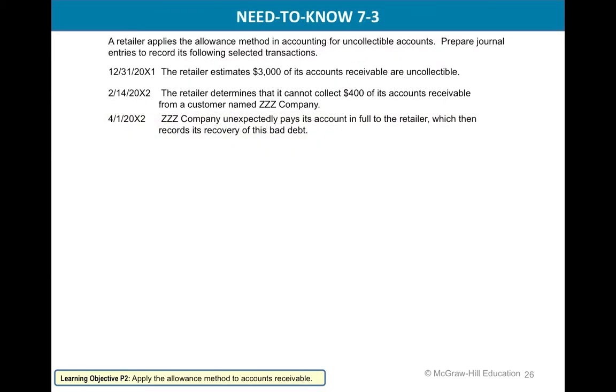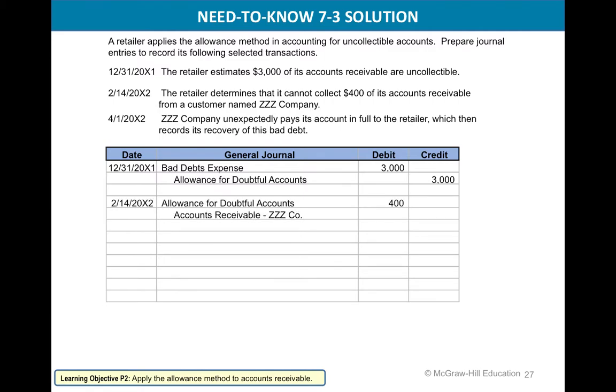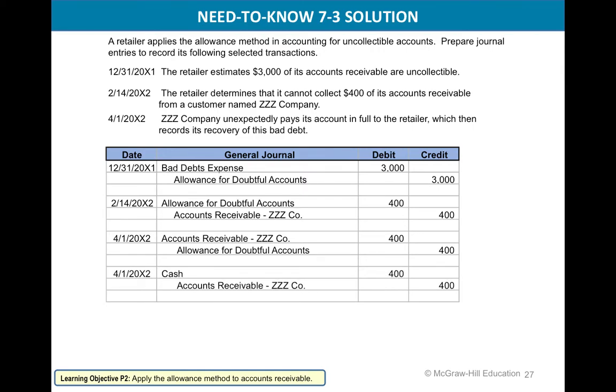Here, let me give some examples. Estimate $3,000 of accounts receivable is uncollectible: debit bad debt expense, credit allowance for doubtful accounts. Now it says you cannot collect $400 of receivables from ZZ Company. So we directly debit allowance for doubtful accounts and credit accounts receivable, ZZ Company. Next part, you recover it. We talked about reversing the write-off we did, and then this will record a routine regular payment.